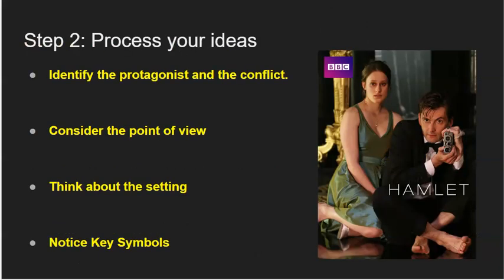Step 2, you're going to need to process your ideas. Think about what exactly you want to write about. Are you going to write about a particular character and a conflict that's going on, whether it be internally or if it's a physical conflict? Consider the point of view. Think about the setting. Think about key symbols. For example, Ophelia's flowers and why she chose those particular ones. Or Yorick, the skull. That's a great symbol as well. So yeah, any of those will work.